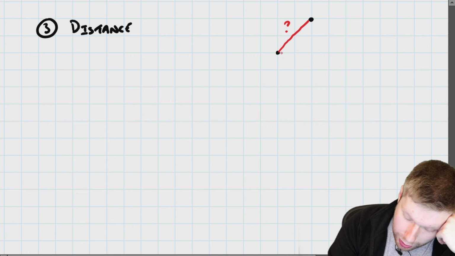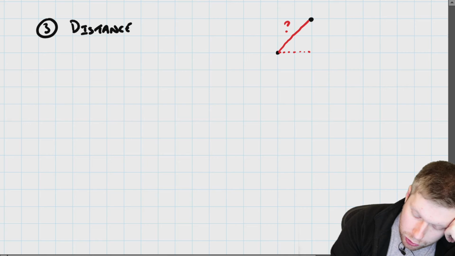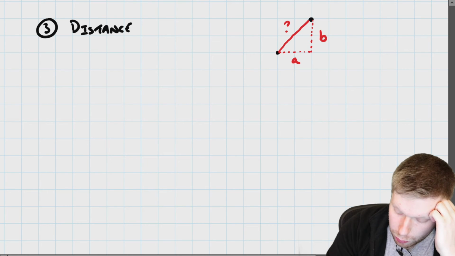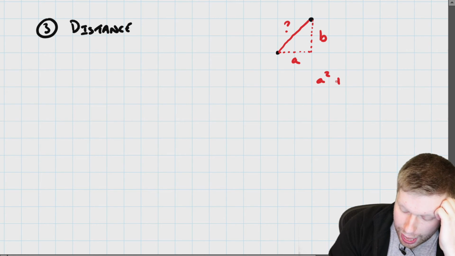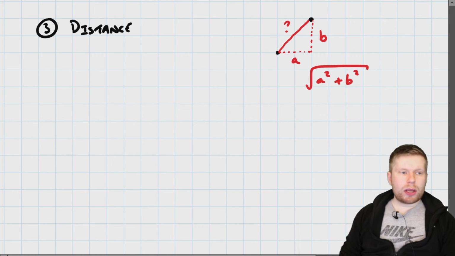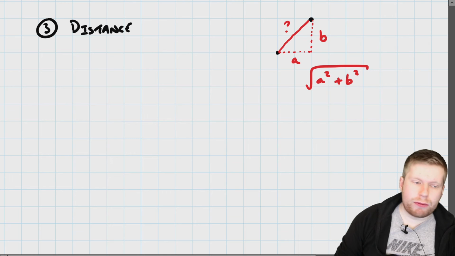Well, the way you would do that is by looking at the distance across, which you may call A, and then you look at the distance up, which you may call B, and then to find the distance you're after, you would simply take A squared, add B squared, and then square root it, okay? Now we're going to use a very similar idea here for distance, okay?